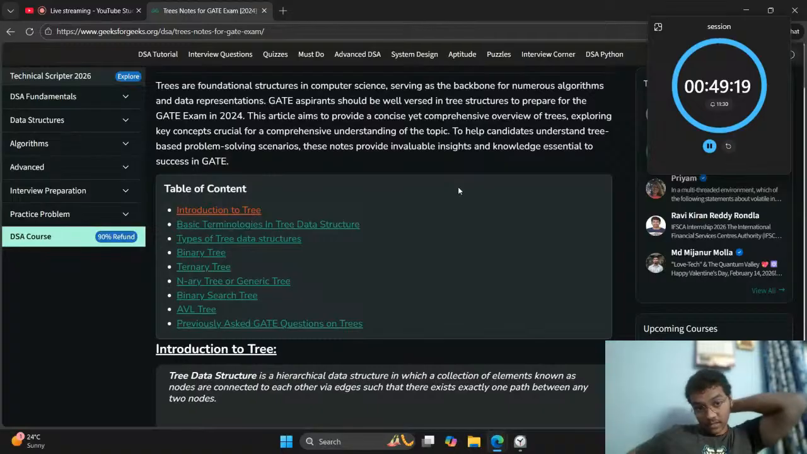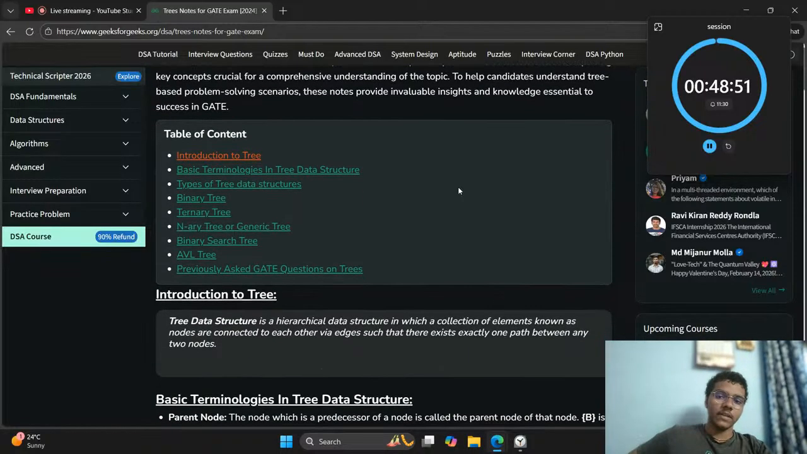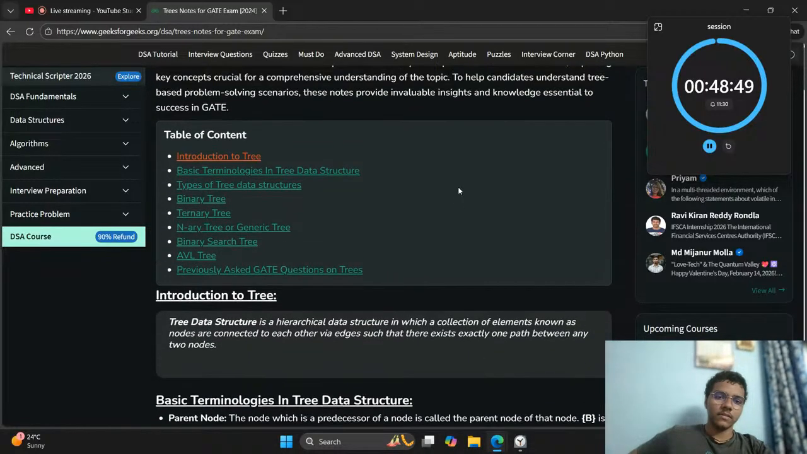Trees are foundational structures in computer science, serving as the backbone for numerous algorithms and data representations. GATE aspirants should be well versed in tree structures to prepare for the GATE exam in 2024. I'm about to write GATE 2027, does not matter. This article aims to provide a concise yet comprehensive overview of trees, exploring key concepts crucial for understanding the topic. To help candidates understand tree-based problem-solving scenarios, these notes provide invaluable insights and knowledge essential to success in GATE.